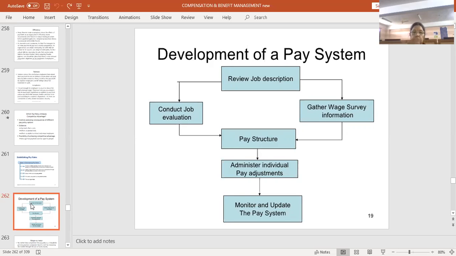So you review what is the job description of all the jobs in your organization. Then you do a job evaluation. You find out the value of each job. Like I told you earlier, you build a pay structure where the jobs which are critical to the success of the organization will be placed at the top of the structure, and those which are not at all important to the organization's success will be placed at the bottom of the pay structure.